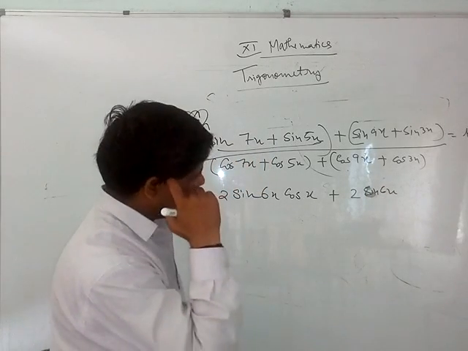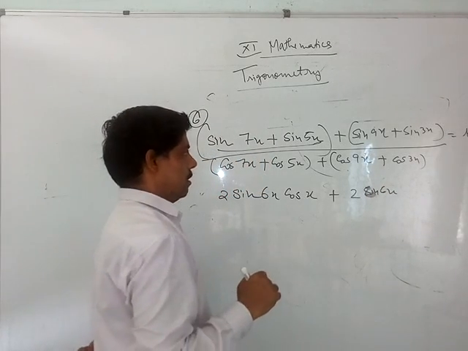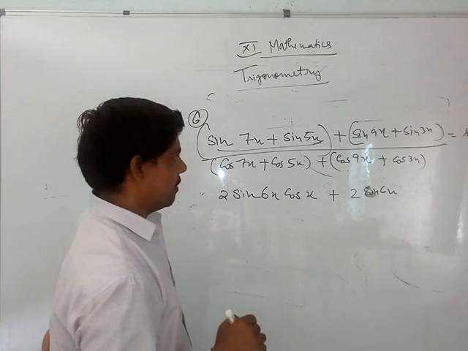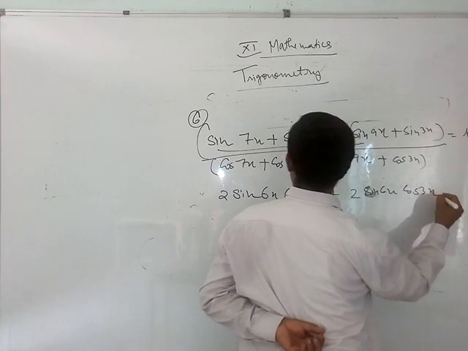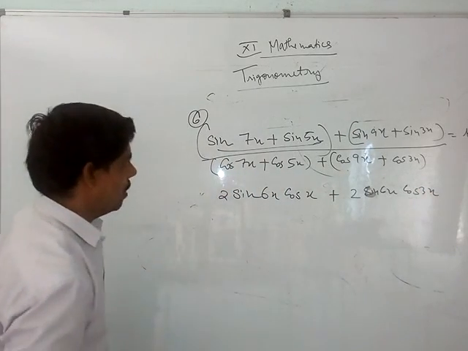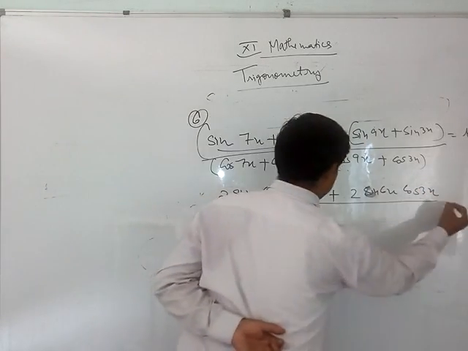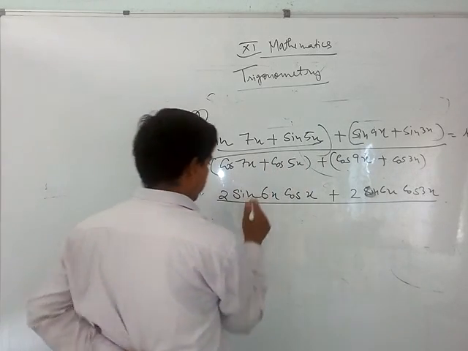and 9 minus 3 is 6, 6 divided by 2, that is cos 3x, right? Okay, divided by, here we will get what?